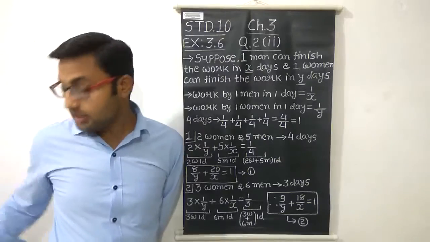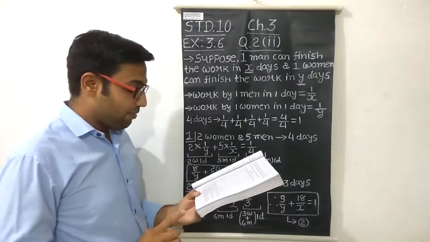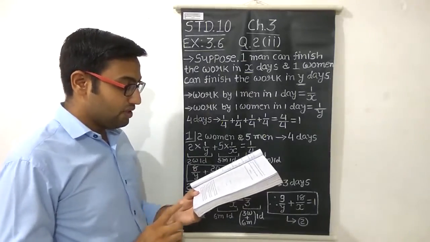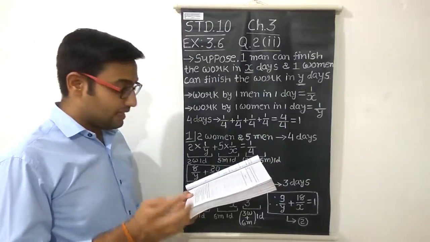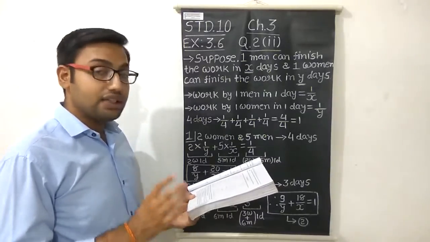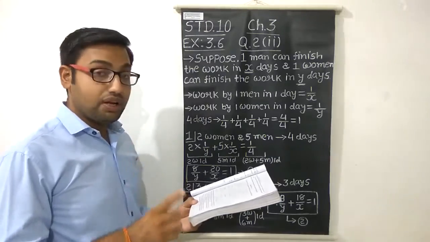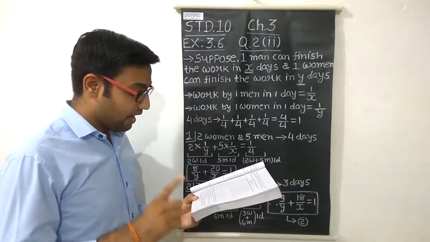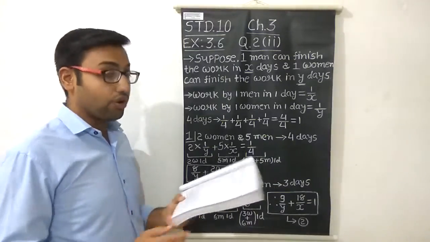So what is the question? The question is, two women and five men came together and finished an embroidery work in 4 days, while three women and six men can finish it in 3 days. Find the time taken by one woman alone to finish the work and also that taken by one man alone.